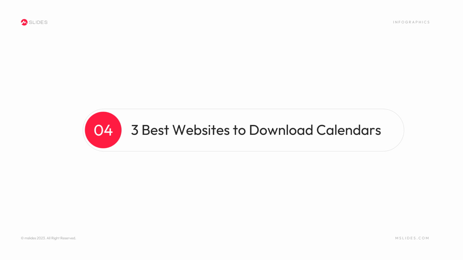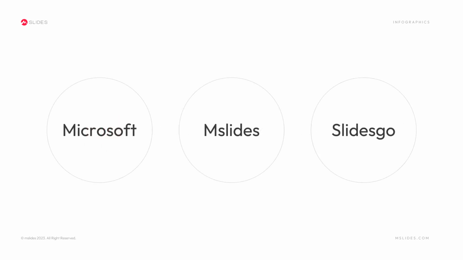Section 4. 3 best websites to download free calendars for PowerPoint. Not everyone wants to create a calendar from scratch, and there are many websites where you can download calendar templates for PowerPoint. So, I have chosen the 3 best websites for you. They are Microsoft Template Site, mSlides, and SlidesGo.